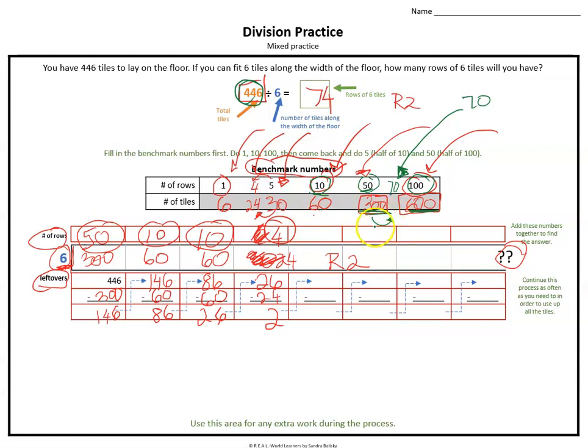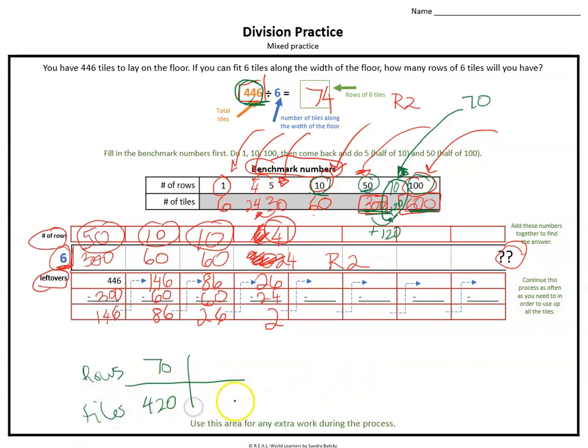So we want to add 120 here to our 300. So 300 plus 120 gives us 420. If we had done this we would see 420 is super close to 446. So we could have just done that. So we wouldn't have done all of this. We would have just jumped straight to 70 because we know that 70 rows gives us, what did I say, 420 tiles.